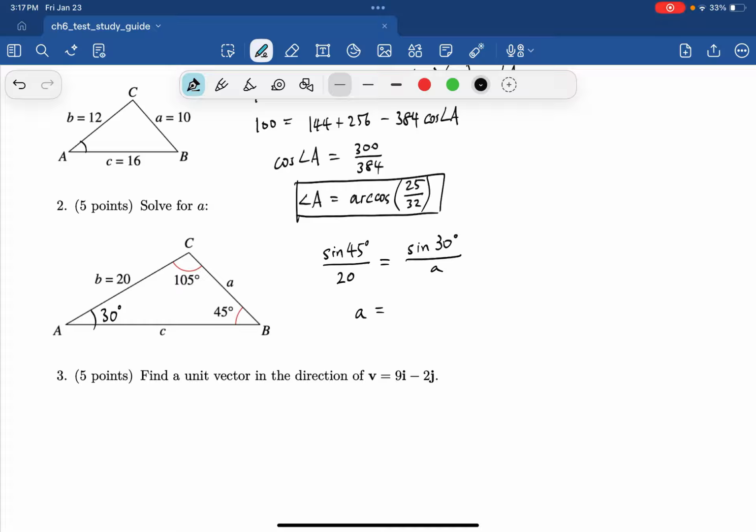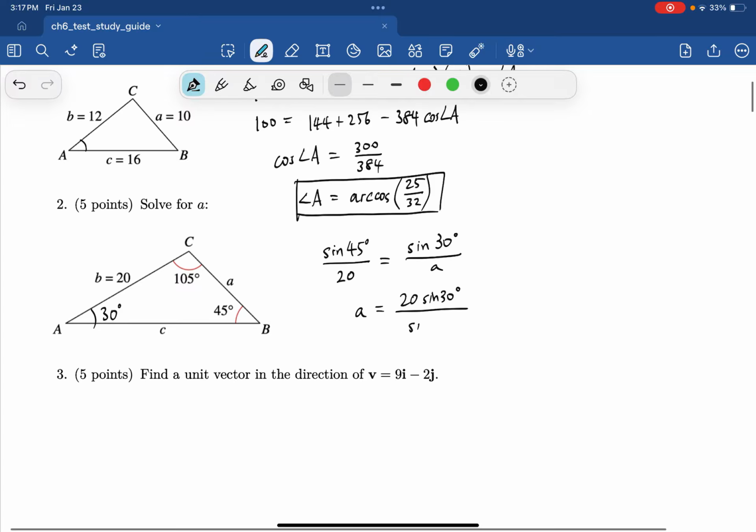That means a equals 20 sine 30 over sine 45, which equals 20 times 1/2 over root 2 over 2, equals 10 root 2.